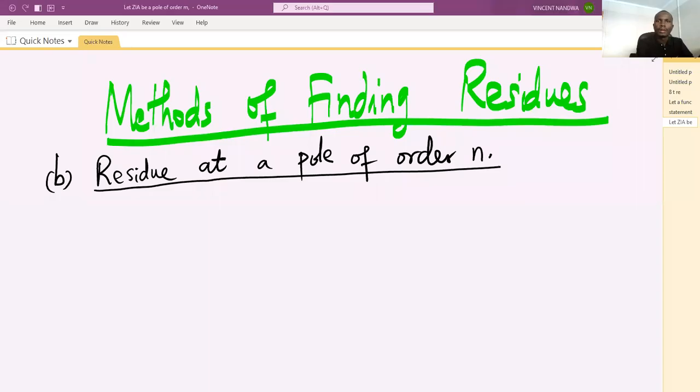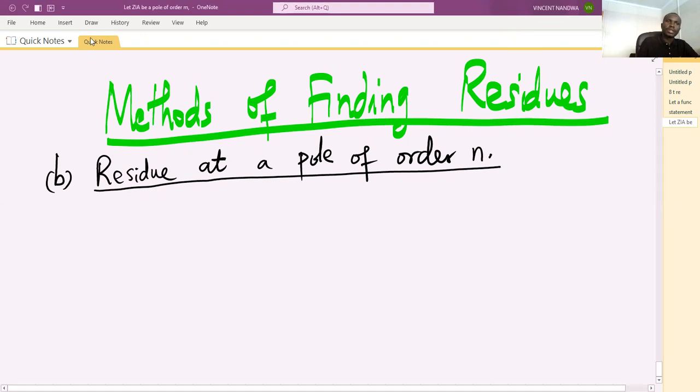Welcome back. We'll continue our discussion on methods of finding residues of function f of z. So in the previous case, we discussed how to find the residue of a function f of z at a simple pole z equals a. So in this session, let's see how we calculate the residue of a function f of z at a pole z equals a of order n.